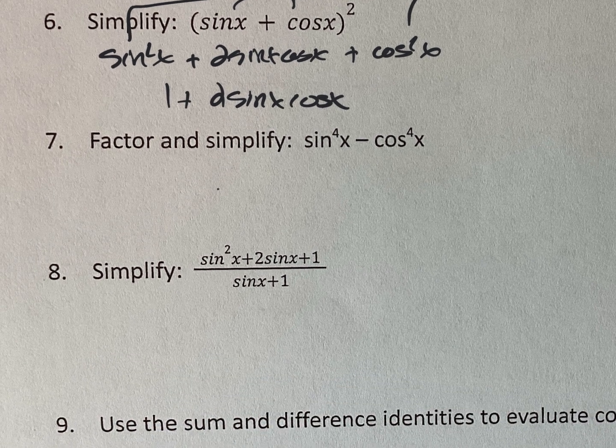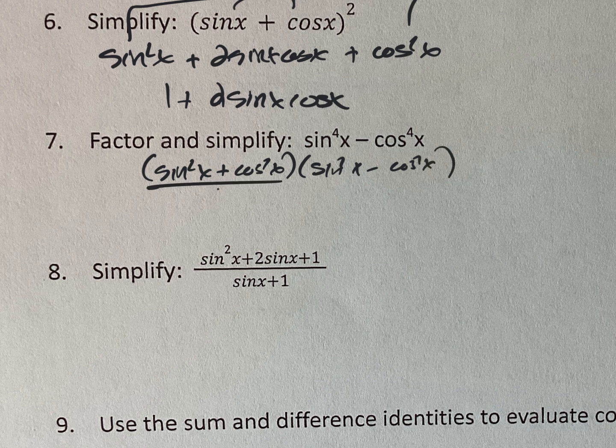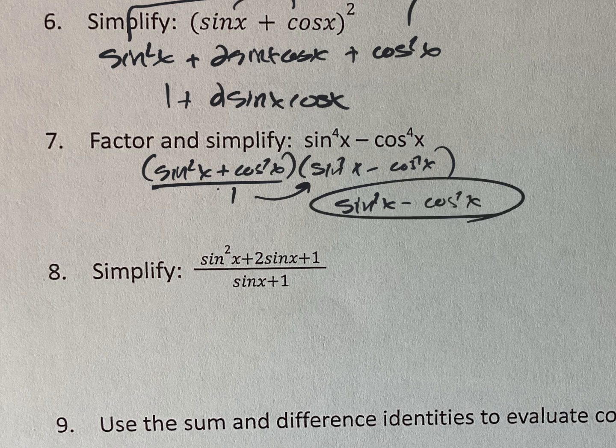Number 7, same thing, factor and simplify. 7 has a difference of squares. So I'm going to go sine squared x plus cosine squared x, and then sine squared x minus cosine squared x. And again, once I see this parentheses right there, sine squared plus cosine squared, that's really 1. So I'm going to do 1 times that, and 1 times anything is itself. So I'm going to end up with sine squared x minus cosine squared x.